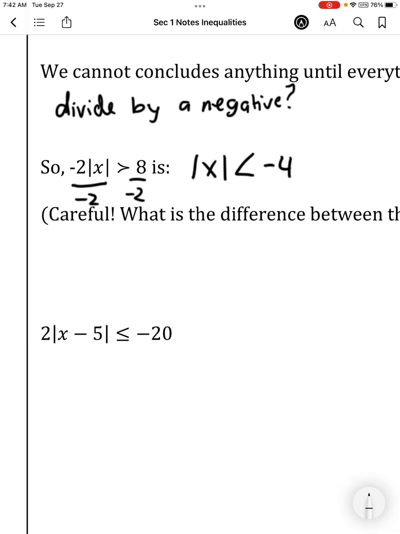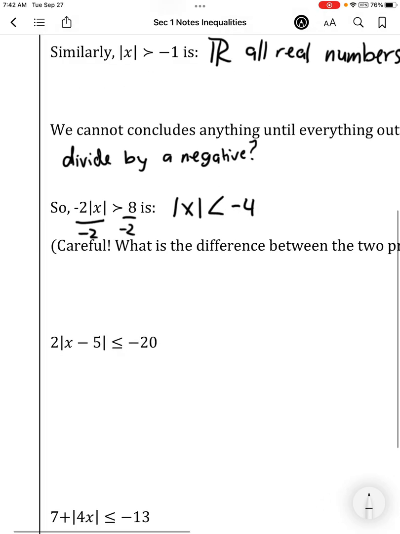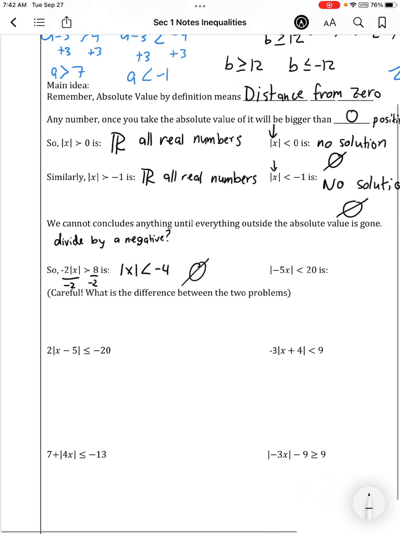Flip the sign around. Now we have the absolute value of x is less than -4. So from here we can conclude no solution. There is no number that once you take the absolute value of it, it would be smaller than -4.